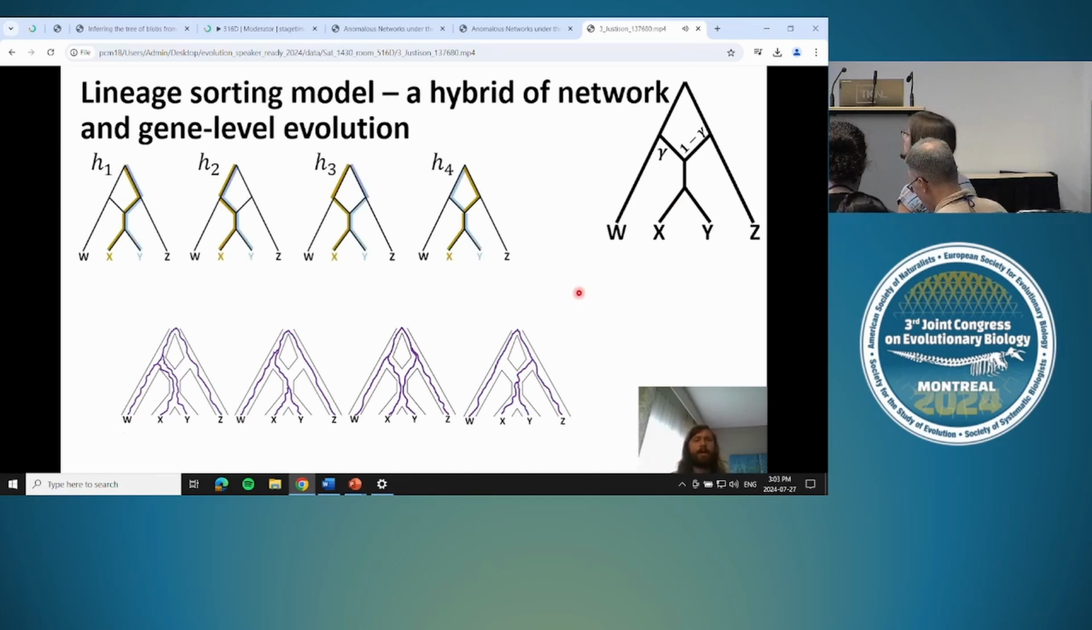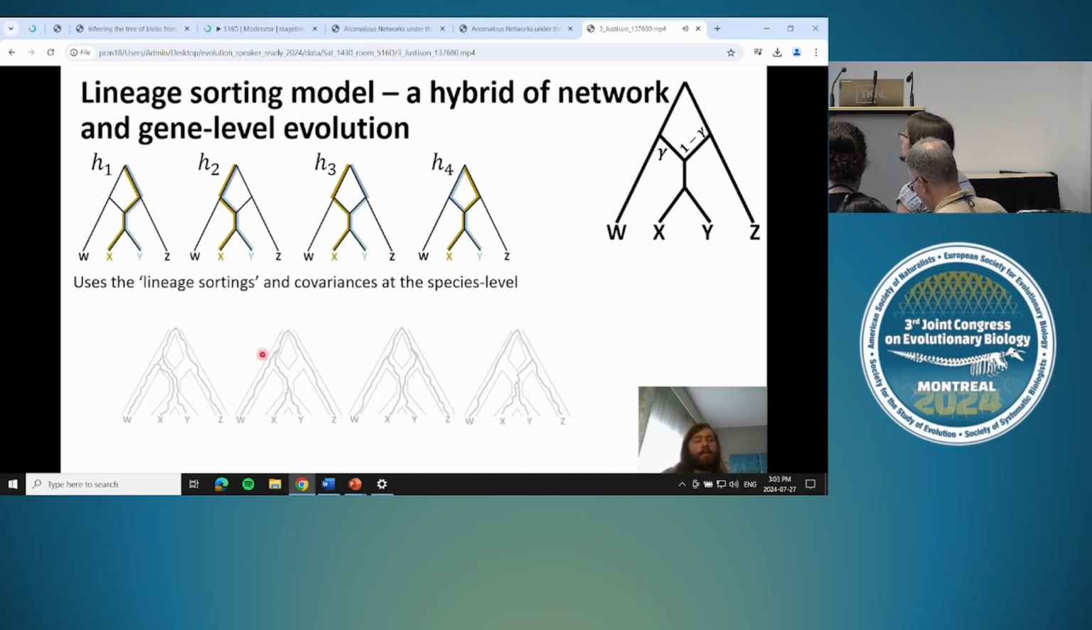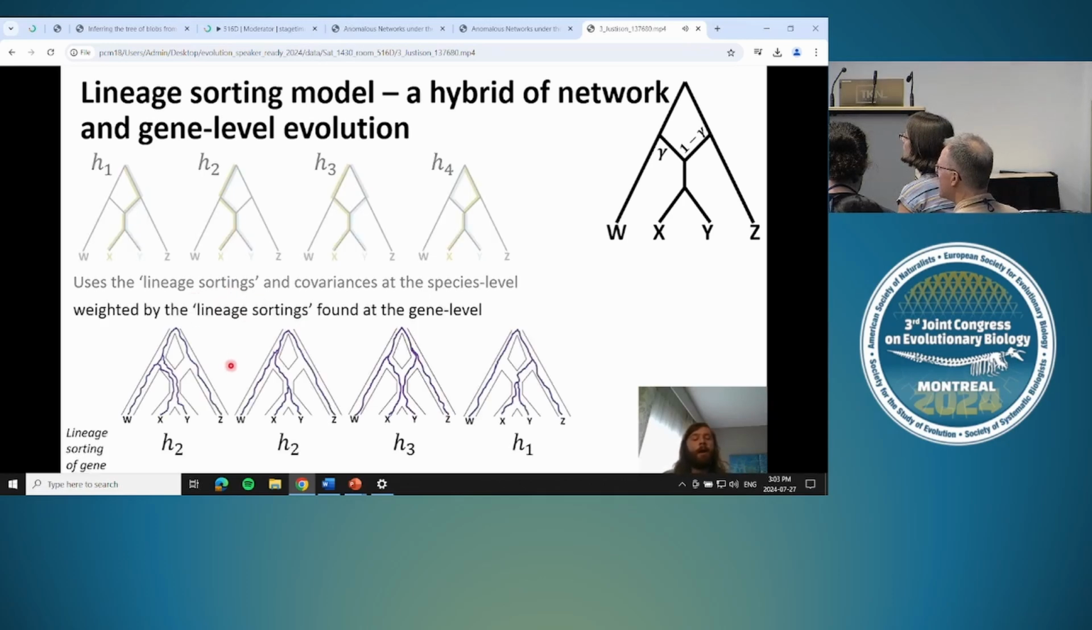And so I like to think of our model as a hybrid of these two in the way that it considers the lineage sortings or the different paths that lineages can take along a reticulate history. It uses those lineage sortings and covariances at the species level. However, they're going to be weighted by the lineage sortings found at the gene level.